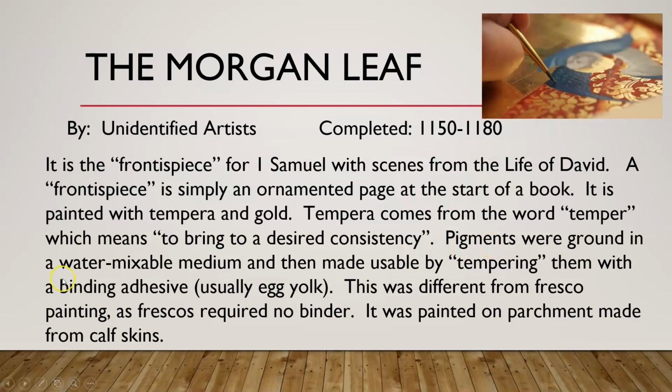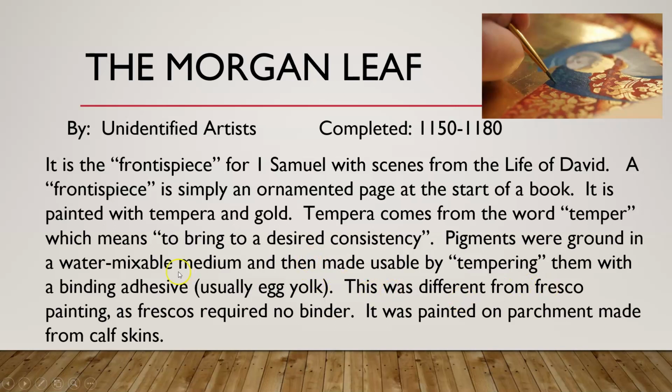Pigments were ground in a water mixable medium and then made usable by tempering them with a binding adhesive, which was usually egg yolk, because the powder and the water really weren't good for much without a binding adhesive. A lot of times the binding adhesive is included in the tempera paint, so you don't have to go home and add egg yolk to it. But if you were homemaking all this, which there are people that still practice, they make their own tempera and add stuff to it to make it usable.